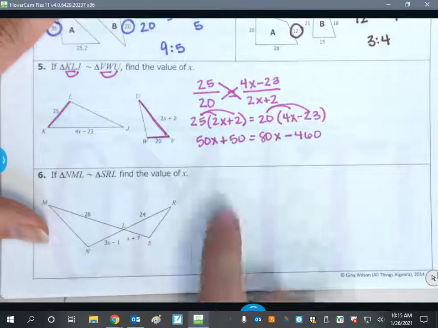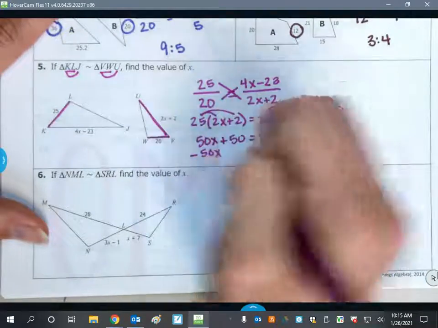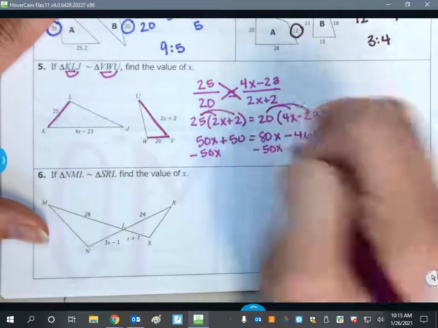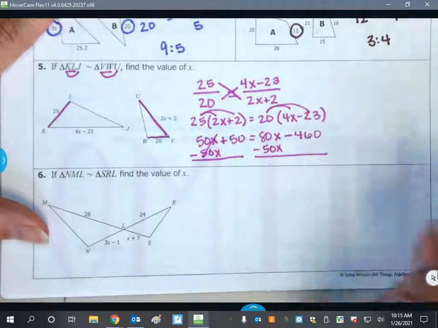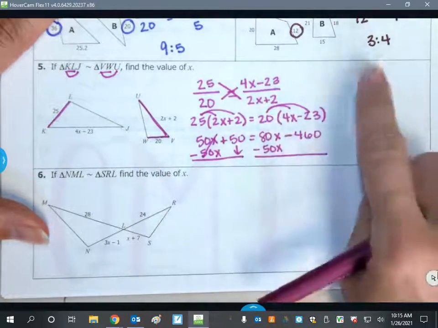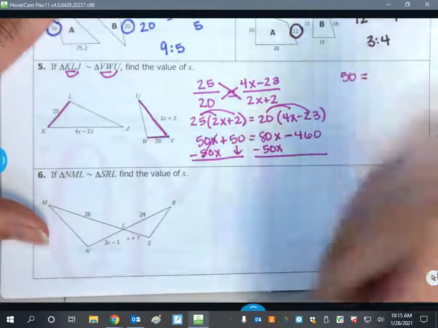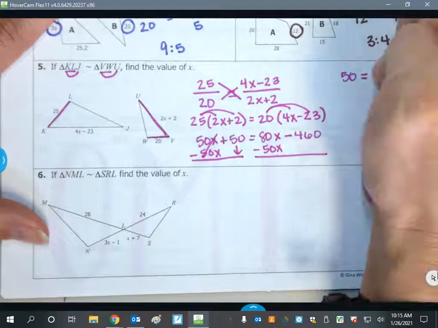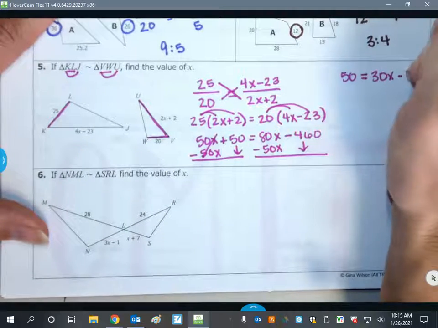I always choose to move my smaller x first, so I'm going to subtract 50x. All right, those are going to go away. My 50 is going to come down. I'm going to write that over here so I have more room. So 50 is left over, equals 80x minus 50x is 30x. And then my minus 460 comes down as well.